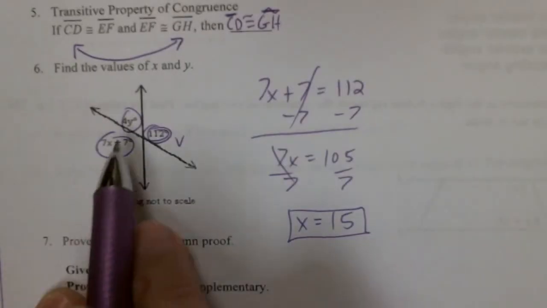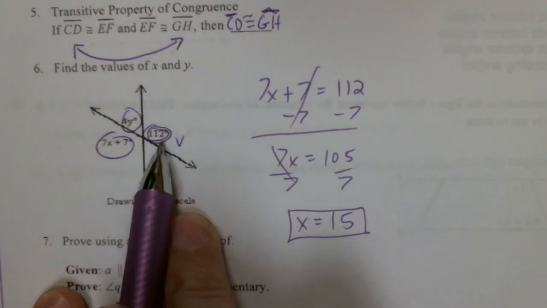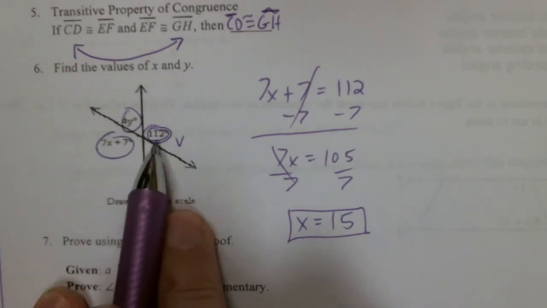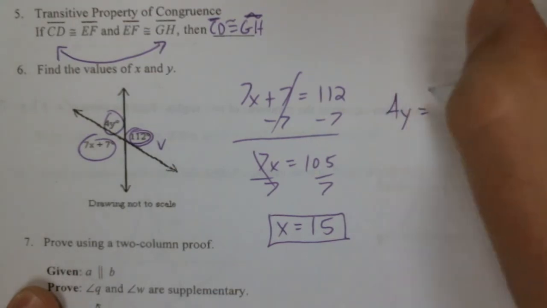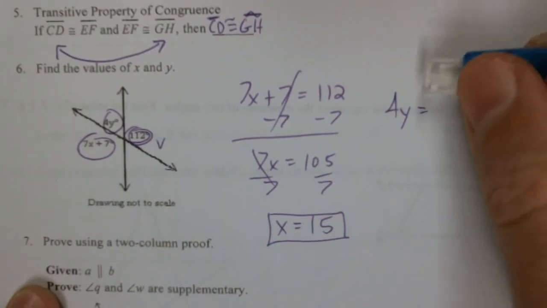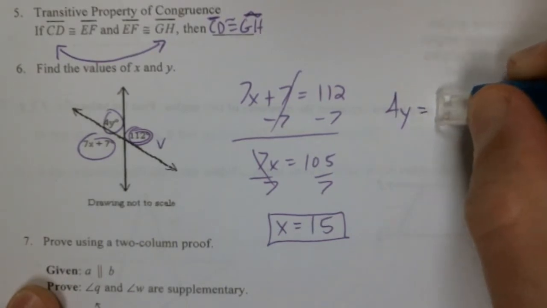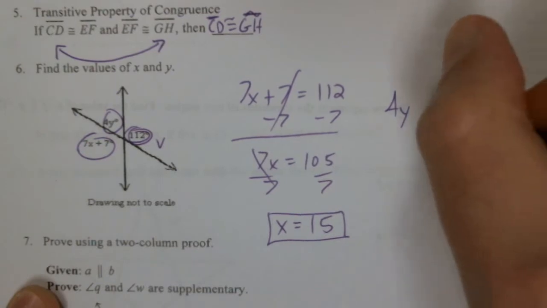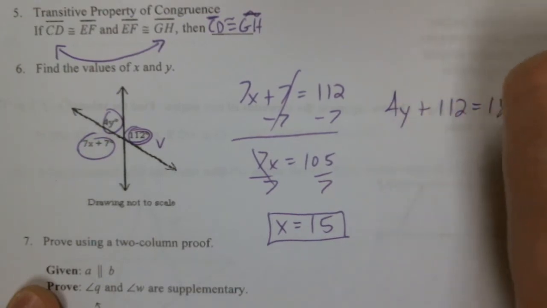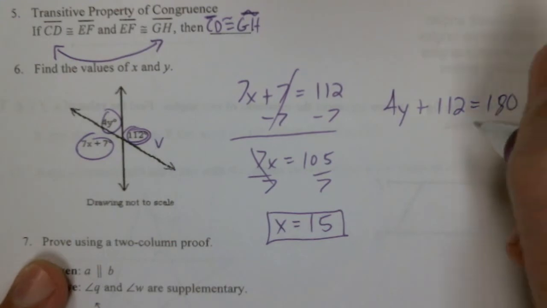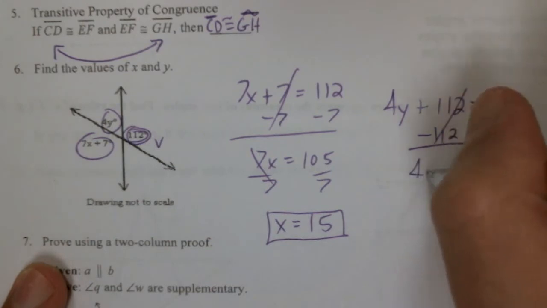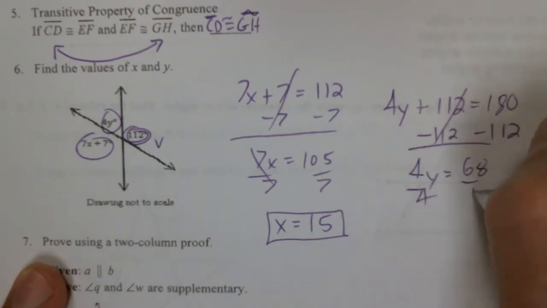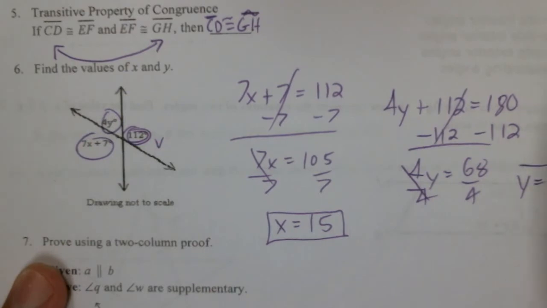Okay, what do we know about these two angles? Those are not vertical. These are supplementary. They form a linear pair. They form a line, so both of these added together have to equal 180 degrees. So I'm going to say 4y plus the 112, when I add them together, they're supplementary, they have to be equal to 180. So let's subtract 112 from both sides, and we get 4y is equal to 68. Divide by 4, and we get y is equal to 17.